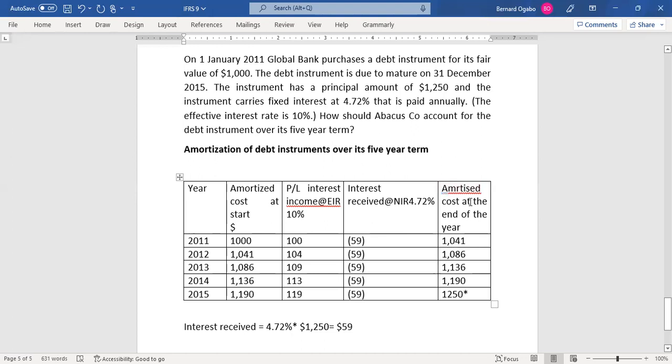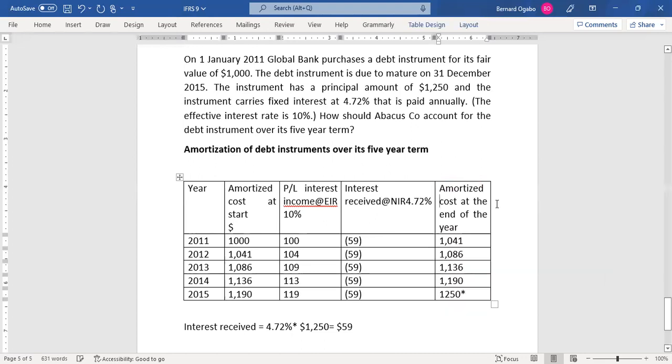That is the closing balance of the asset at year one, which gives me the opening balance in year two. I apply the interest at 10% of 1,041, which is 104. I add it back and subtract the interest received. That gives me 1,086. That becomes the opening balance for year three. And I continue the process until I come to the 5th year, and it brings me back to the principal.